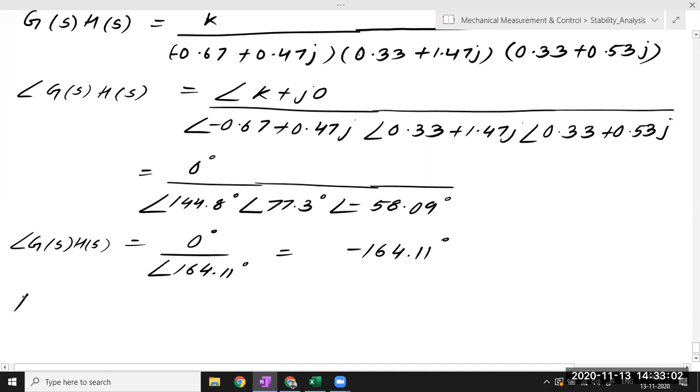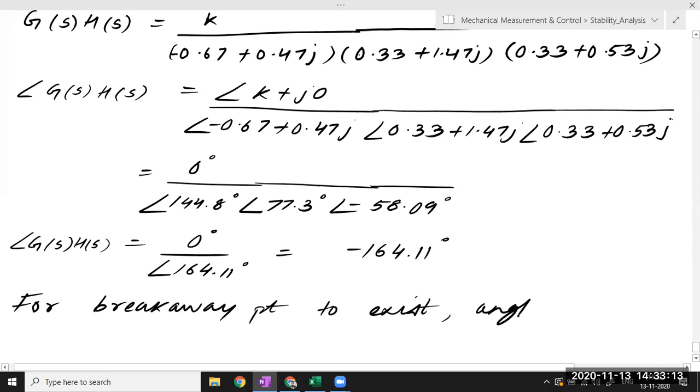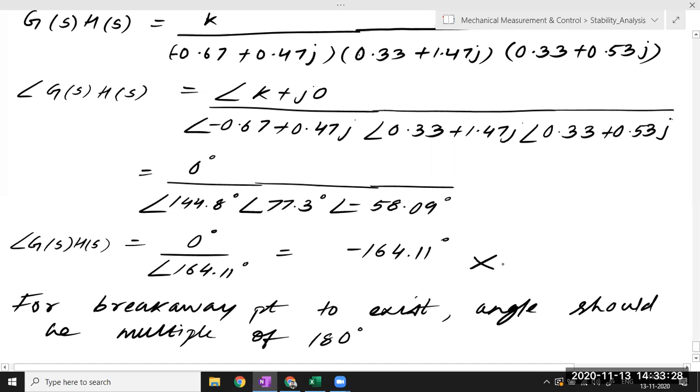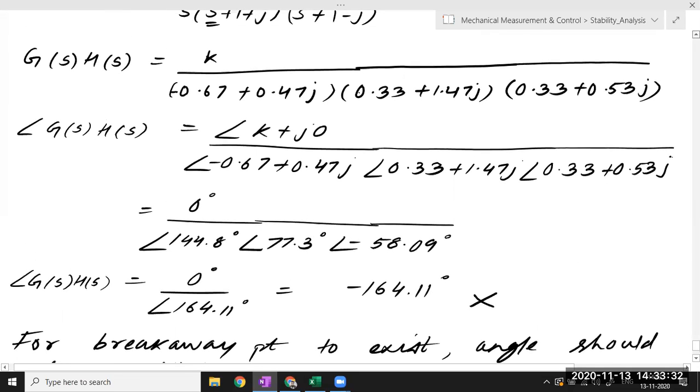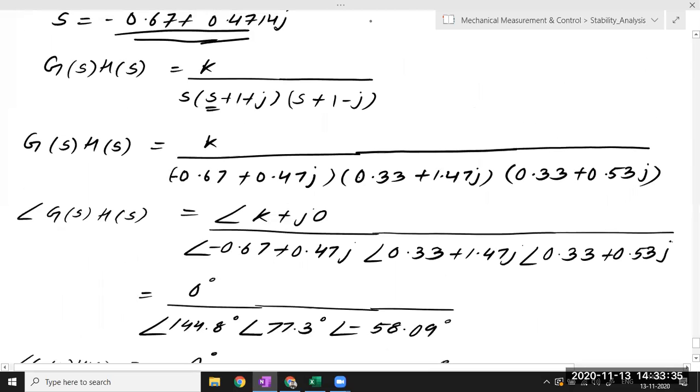Breakaway point. Listen carefully: for a breakaway point to exist, the angle should be a multiple of 180. Understood? The angle should be a multiple of 180. Everyone okay? Yes or no? So this is not a multiple of 180 degrees. So no breakaway point. This is not a breakaway point. This is for sure not a breakaway point.